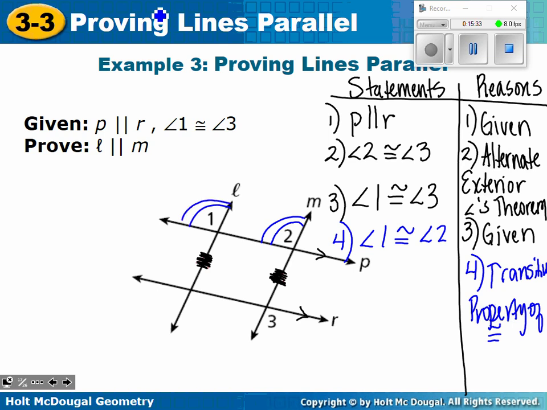So now, Ridley, what kind of angles are 1 and 2? Corresponding. So yesterday we said if the corresponding angles are congruent, what can we now say? The lines are parallel. And that is what reason? Converse of corresponding angles postulate. Good, Bree. So number 5, we can say L is parallel to M. And the reason? Converse of. True, Miranda. Converse of the corresponding.